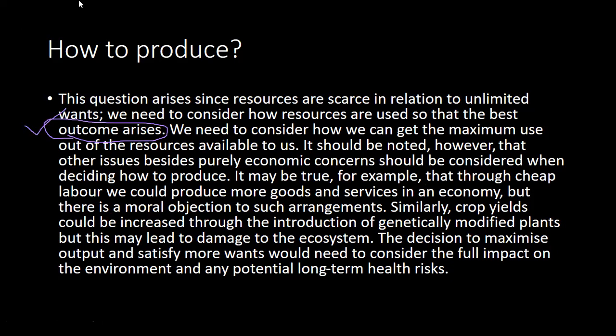Let's take an example. Through cheap labor we could produce more goods and services in an economy, but there is a moral objection to such an arrangement. Similarly, crop yields could be increased through the production of genetically modified plants, but this may lead to damage to the ecosystem. So the decision to maximize output and satisfy more wants would need to consider the full impact on the environment and any potential long-term health risks. So this is how to produce.